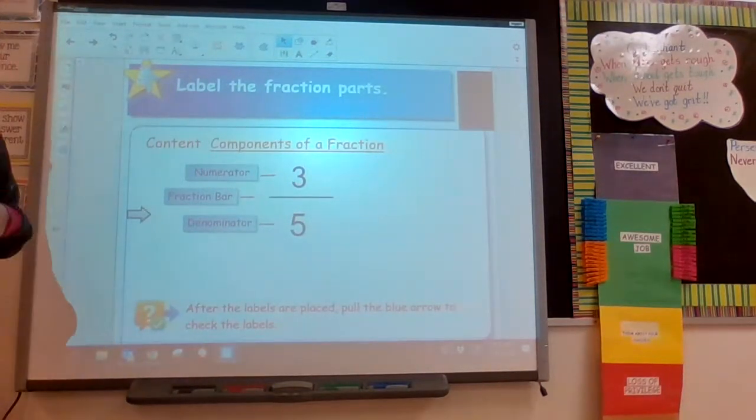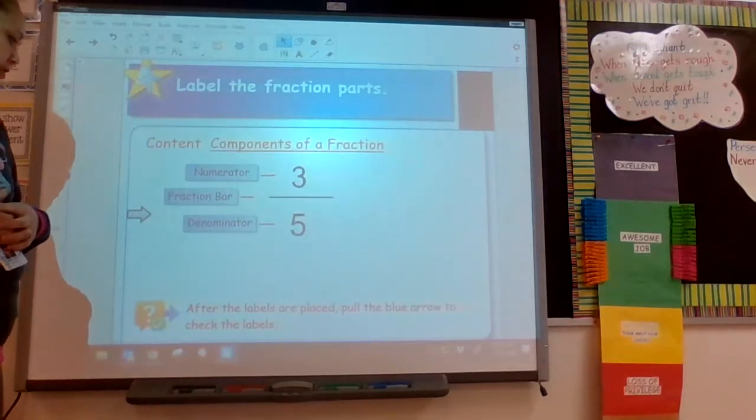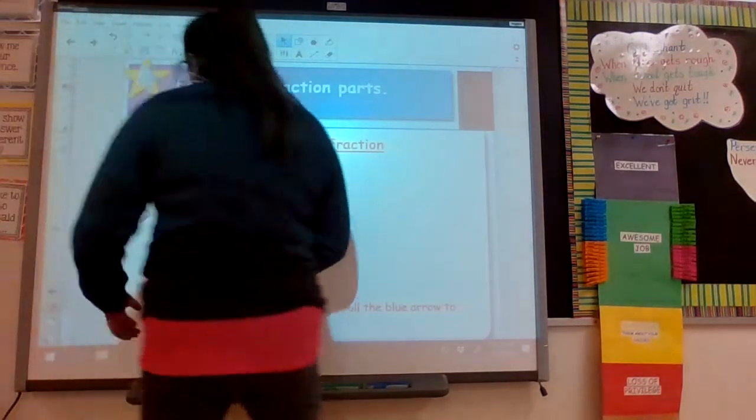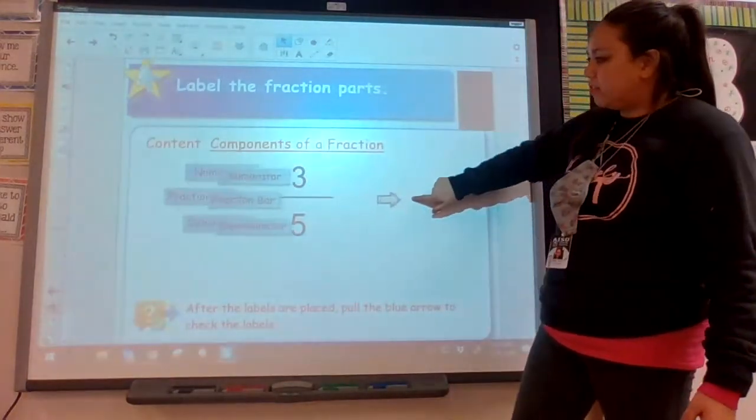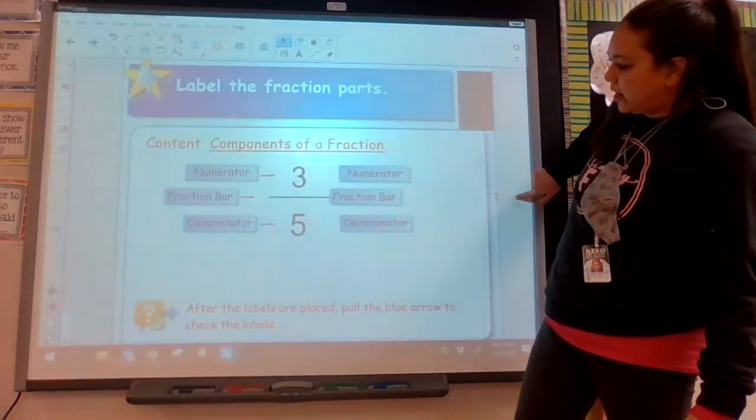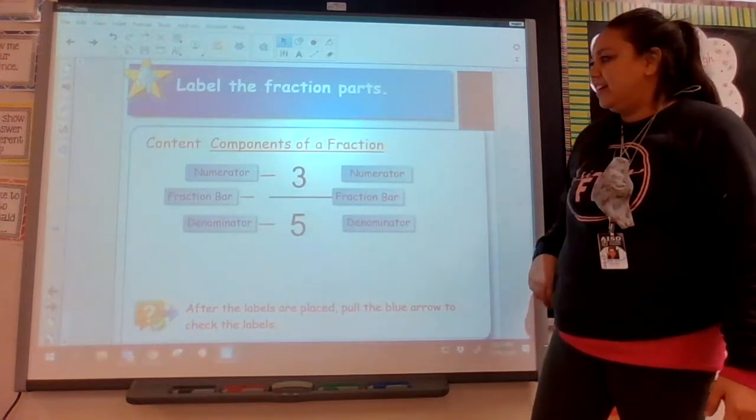After the labels are placed, pull the blue arrow to check the labels. Okay, so we put the labels on. We're going to pull this blue arrow and see, did we get the right answers? Do those line up? Yes.